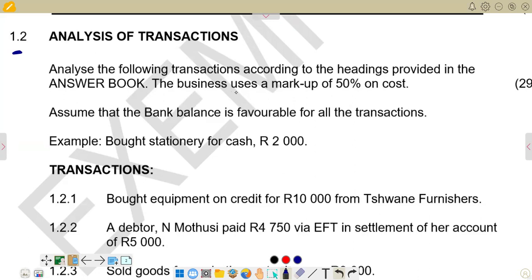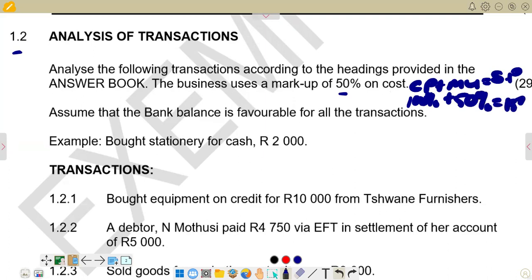The business uses a markup of 50% of cost. Very important to take note. So remember, we are going to say our markup is 50%. Our cost price is always 100%. So our cost price plus our markup will give us our selling price. We add the markup that we are given here, which is 50%, depending on the question. When you add the two, you're going to get 150%. So this is what we have in terms of our markup.